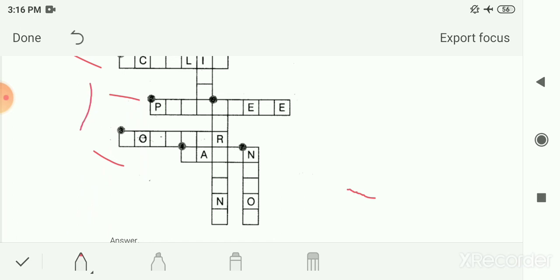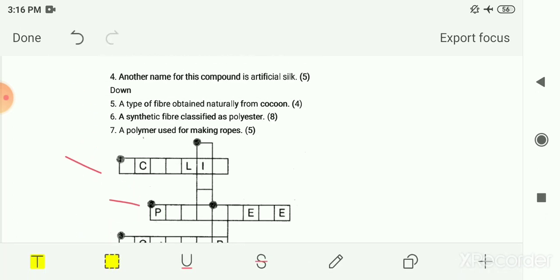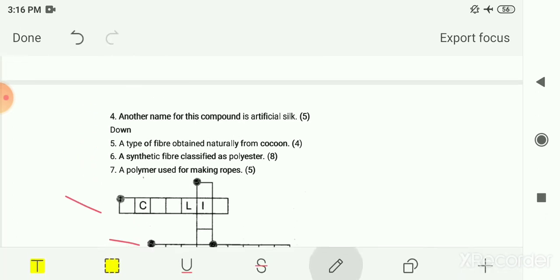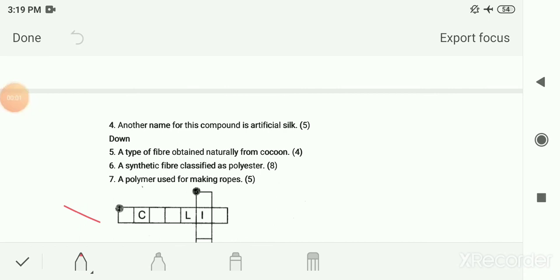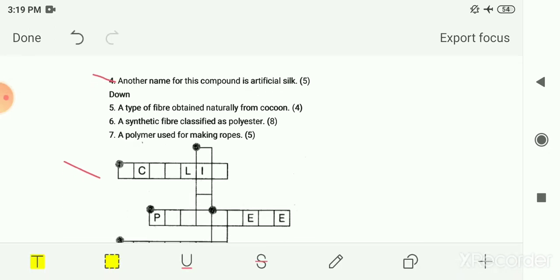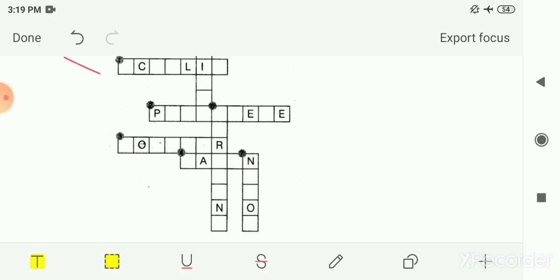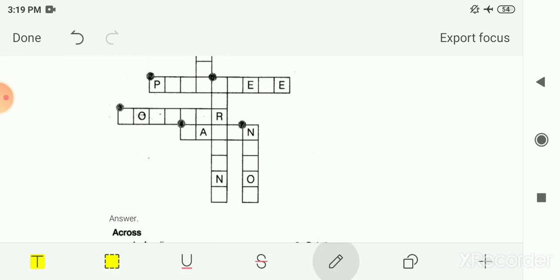Now let me see the down clues. But in across there is one more, fourth number. Another name for this compound is artificial silk. So it is rayon. So in across, here you have to write rayon.